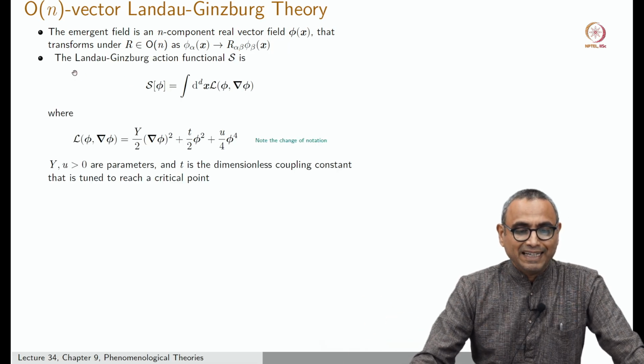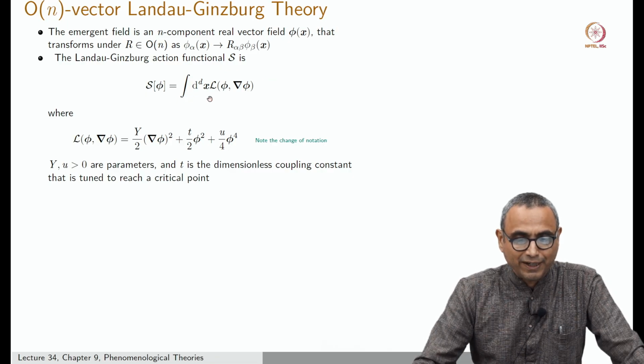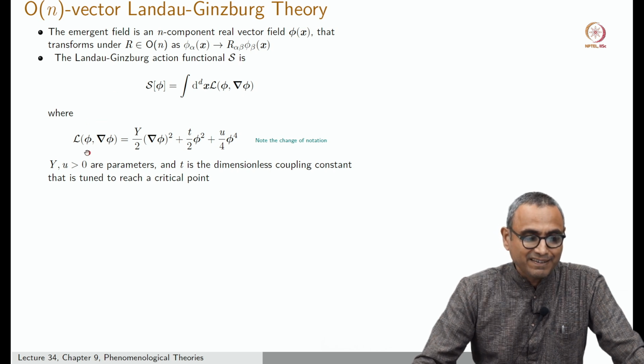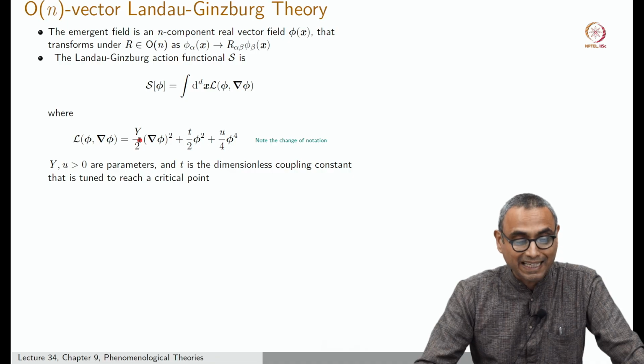And the Landau-Ginzburg action functional S is written as S of phi, which is the integral of some density, and this density, the way we introduced it, uses the simplest Landau-Ginzburg form. It is y by 2, where y is a coupling constant, or some constant, they are parameters, and this is gradient phi squared, and we discussed what this gradient phi squared means. So it is both a spatial scalar as well as an O(N) scalar.